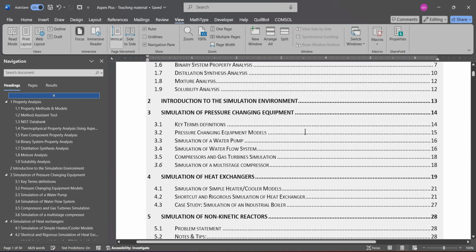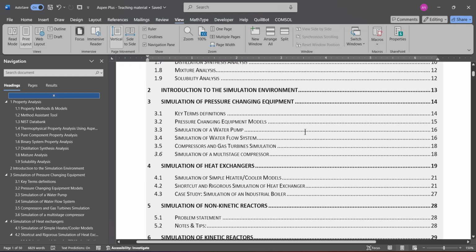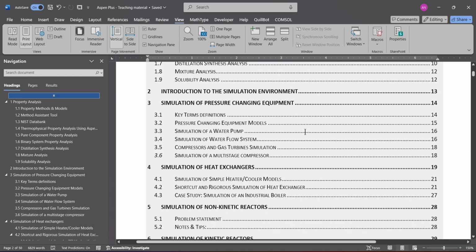So today we'll be working on the simulation of heat exchangers. Actually, we have two exercises for the session. One is related to the simple heaters or coolers, and the other one is related to the real heat exchanger. So we'll work with the shortcut mode as well as the detail sizing mode of the heat exchanger as well.